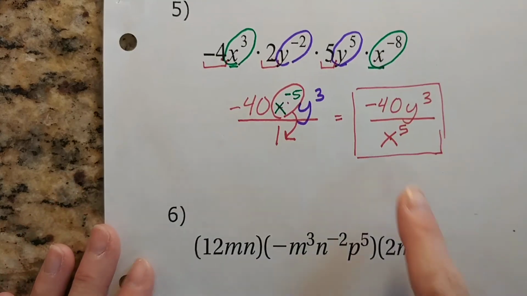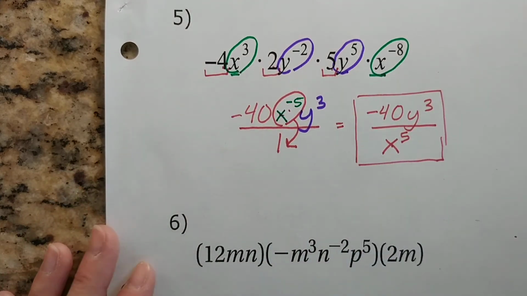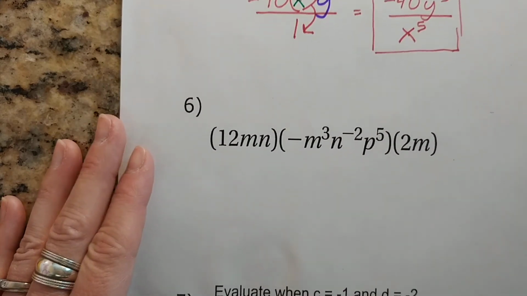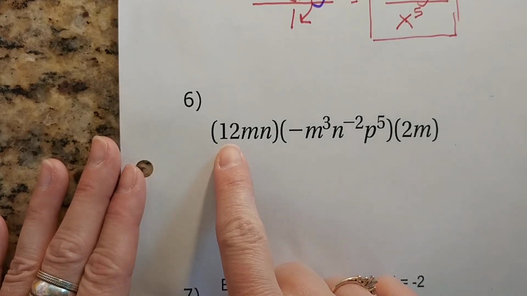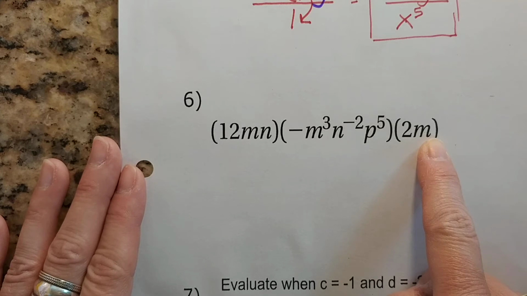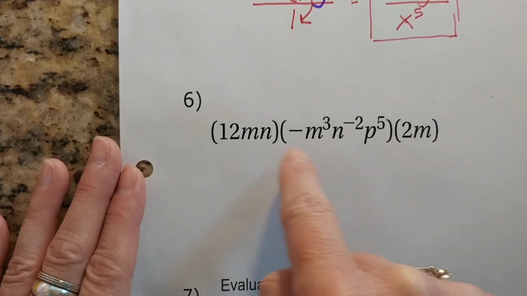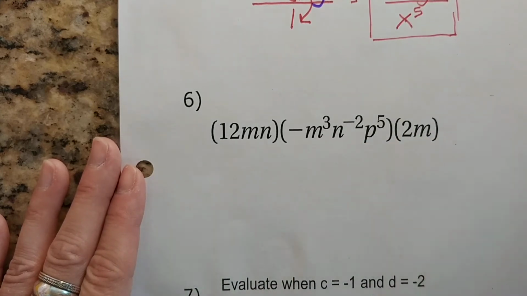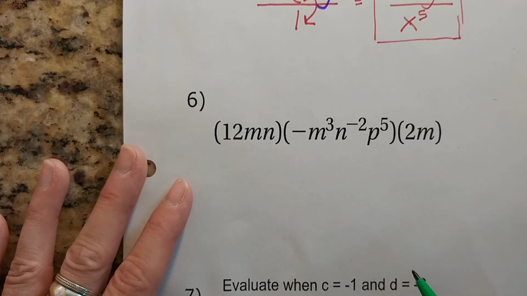Okay, so again, that was the simplified form of number 5. Okay, here's number 6. If you take a look at number 6, you'll see that everything again is being multiplied together. So I could rewrite this with dots in between everything, but you really don't need to. Hopefully you're feeling comfortable with this at this point.